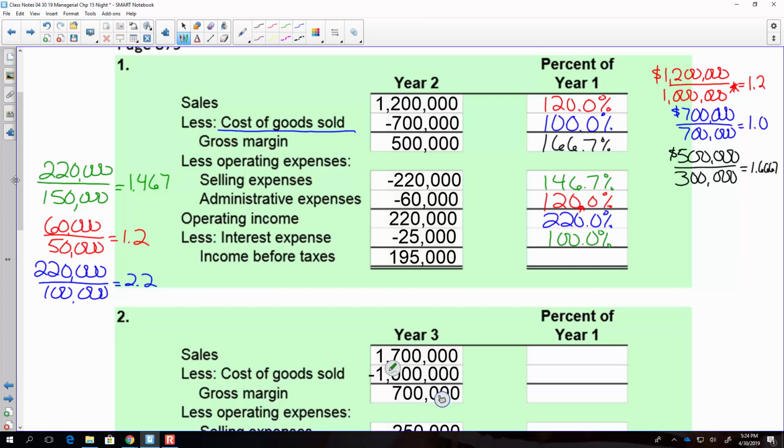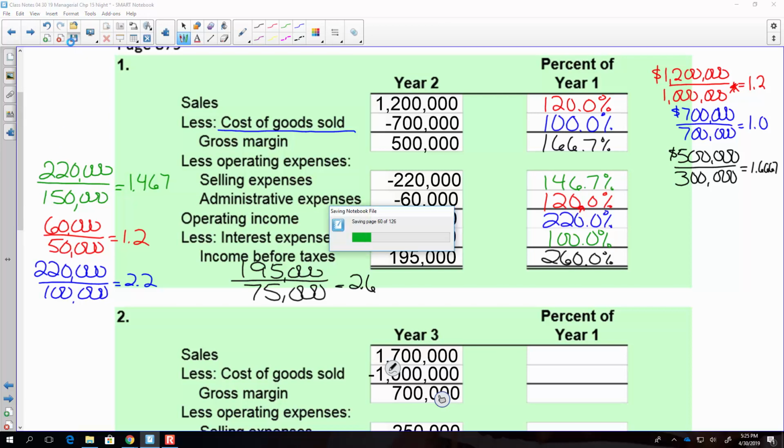And then finally, our actual income before taxes was 195. Now it was 75 last year, the base year. 260%. 2.6? Yeah. 260%. Again, huge increase, right? From our base year. Big change compared to our base year. So I would loan this person some money if they're doing that.